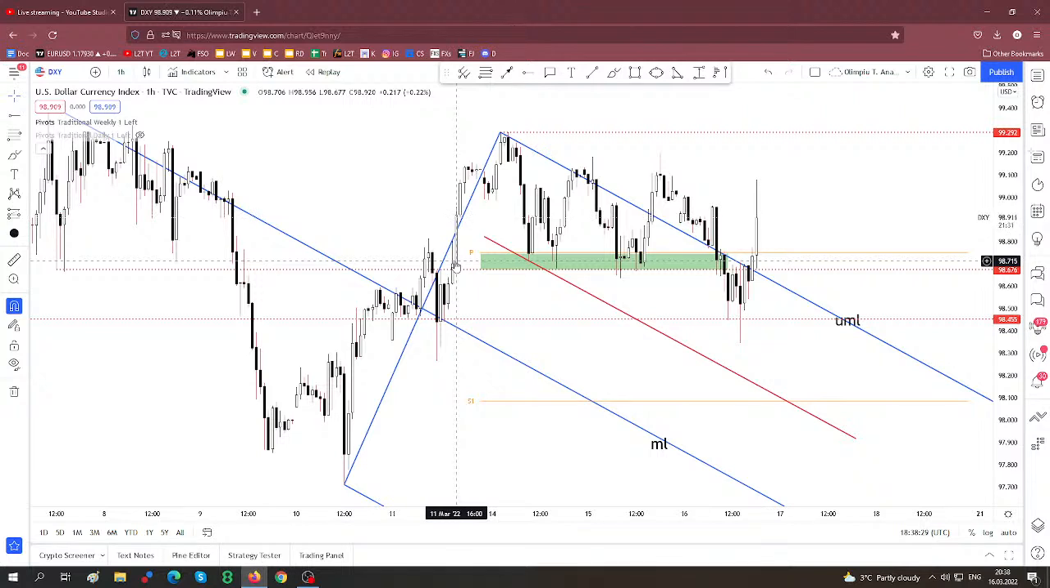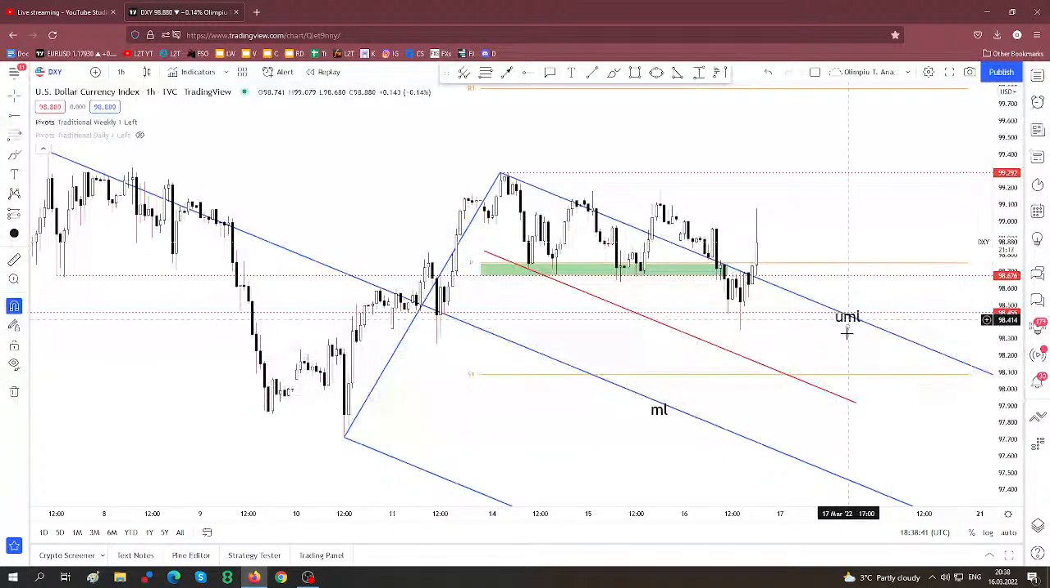So yeah, this could still be something like hawkish. But right now, as you can see here, yeah, right now the dollar index retreated.